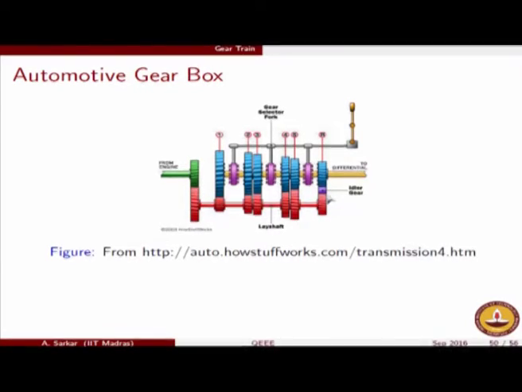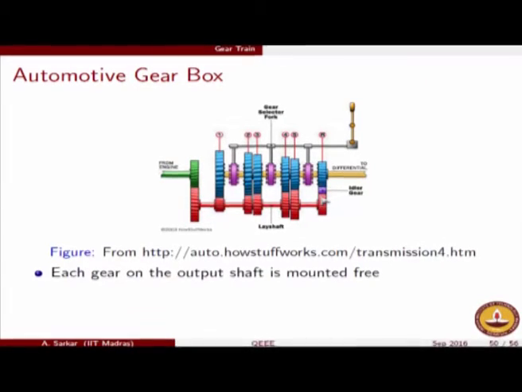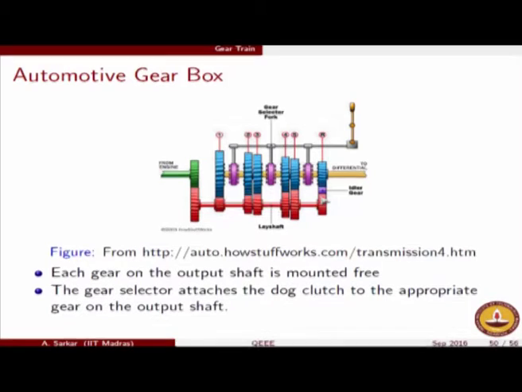So this is exactly how a manual transmission works, but automatic transmission is a little more difficult, and automatic transmission relies on what is called the planetary gear train.